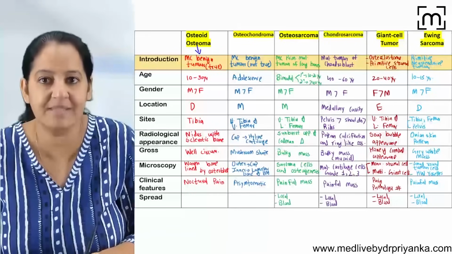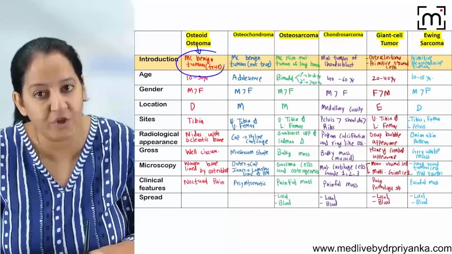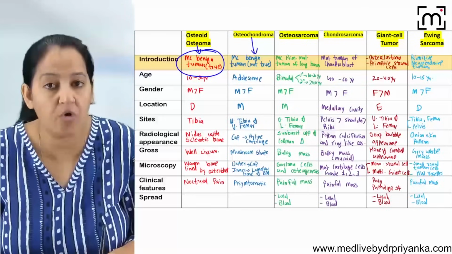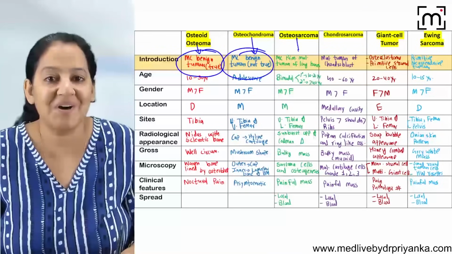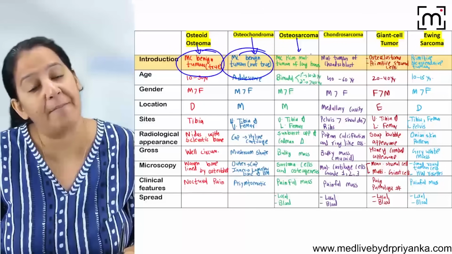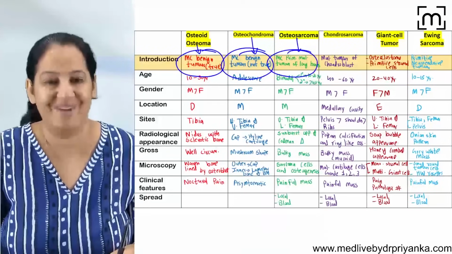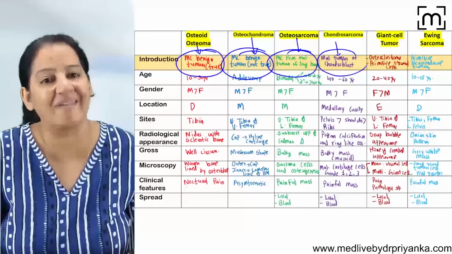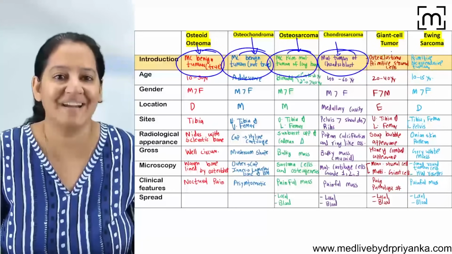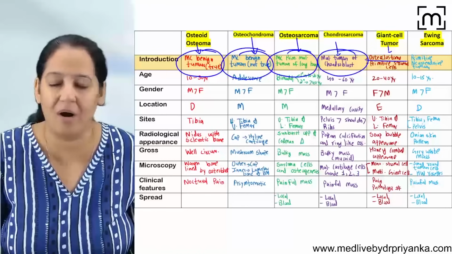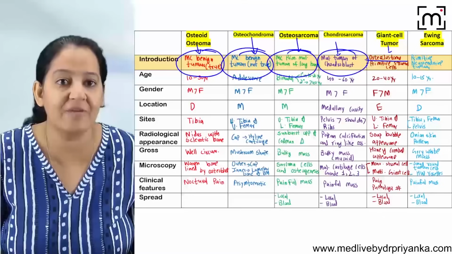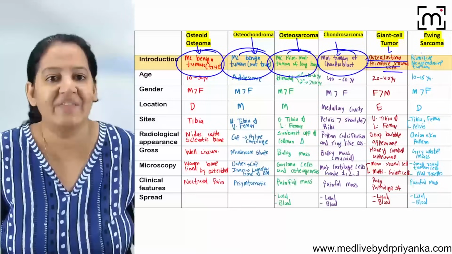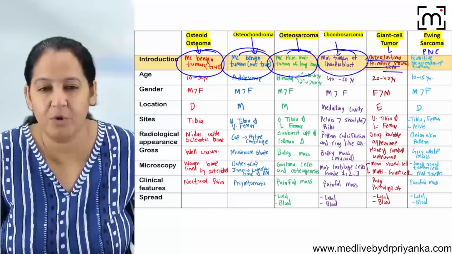Osteoid osteoma is the most common true benign tumor. Osteochondroma is the most common benign tumor but not true. Osteosarcoma is most common primary malignant bone tumor. Chondrosarcoma is most common cartilaginous bone tumor. Giant cell tumor is known as osteoclastoma, and it is a tumor arising from primitive stromal cells. And Ewing sarcoma is PNET, that is primitive neuroectodermal tumor.